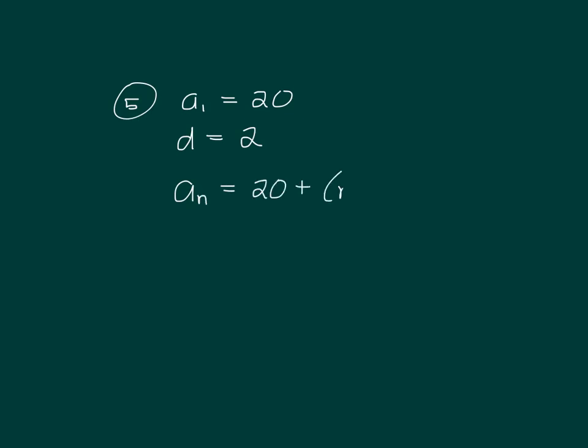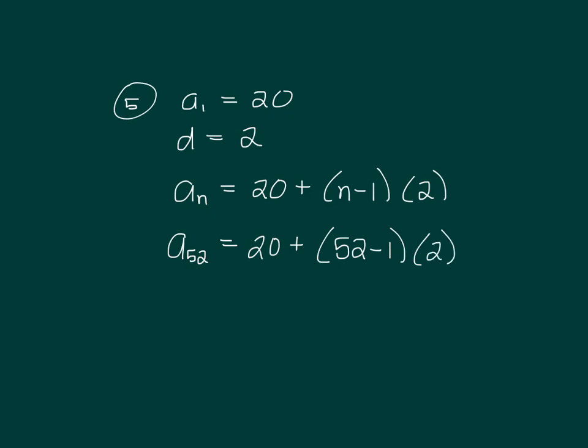Let's look at number 5 on the 9.2 worksheet. We know the first term is 20. We know the common difference is 2. So the explicit formula, a sub n, is 20 plus n minus 1 times 2. So to find the 52nd term, it is 20 plus 52 minus 1 times 2, which is 20 plus 102, which is 122.